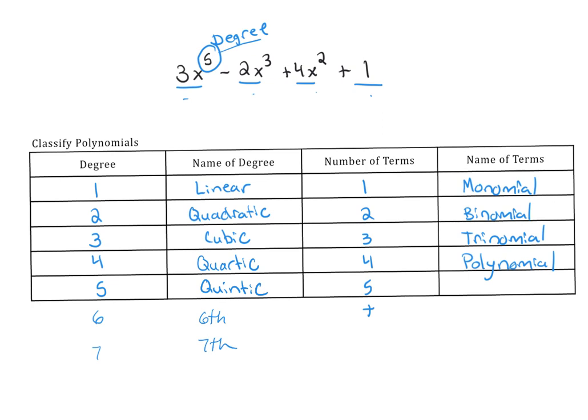And you could kind of think of these words as your adjectives and these as your noun. So you could have a quadratic trinomial. You could have a quartic monomial. You could have a linear binomial. And we're going to look at examples of what those exactly look like.